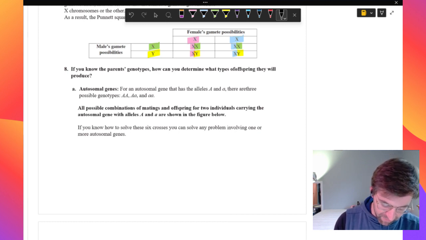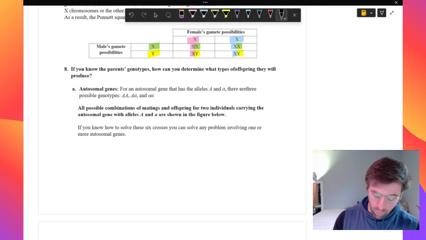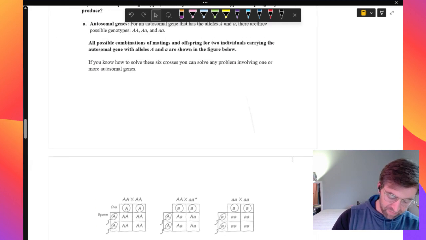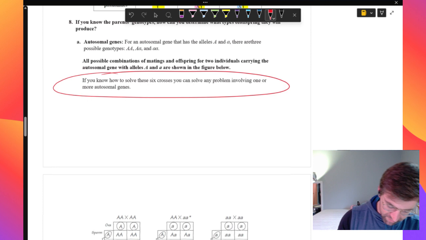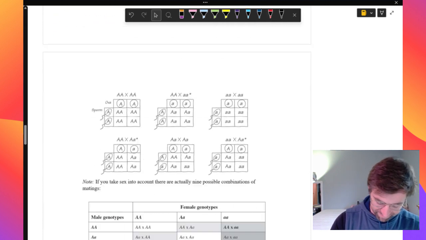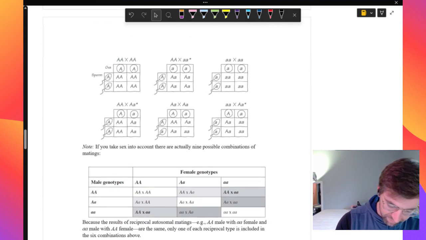All possible combinations of matings and offspring of two individuals carrying the autosomal genes with alleles big A and little a are shown in the figure below. If you know how to solve these 6 crosses, you can solve any problem involving one or more autosomal genes. This right here is why you should do these exercises. It is worth it. All right.